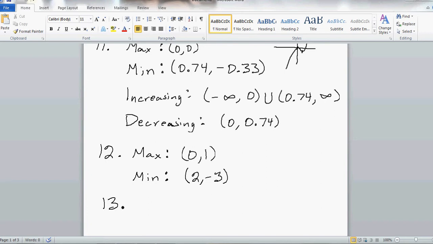Now when we look at 13, we have a hot dog stand, and we've got a profit where P represents the profits and X is the number of hot dogs sold. And we ask, what is the most he can earn? Okay, well, there's no reason why we're not looking for a maximum. So let's just plug it into the graphing calculator and see what we get.